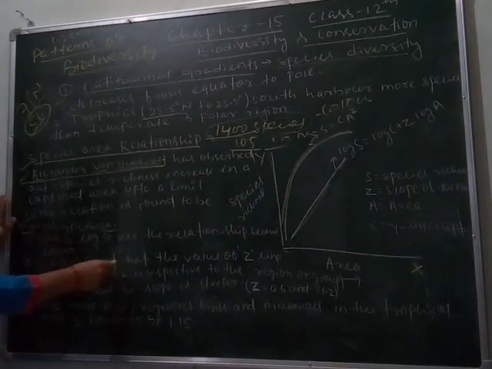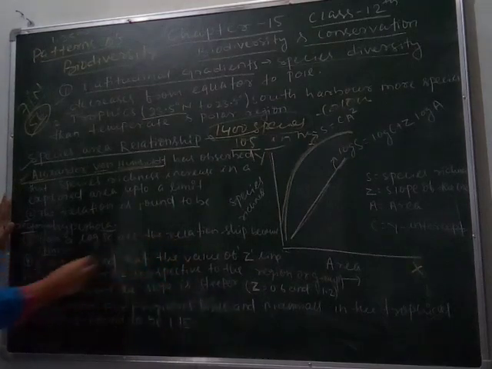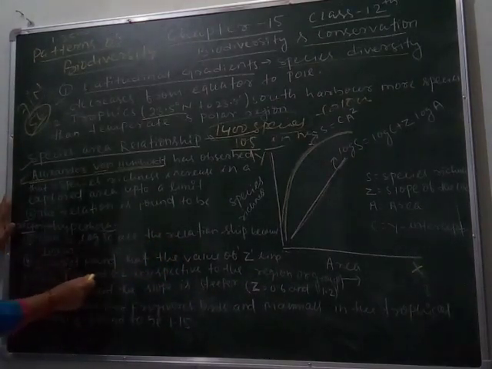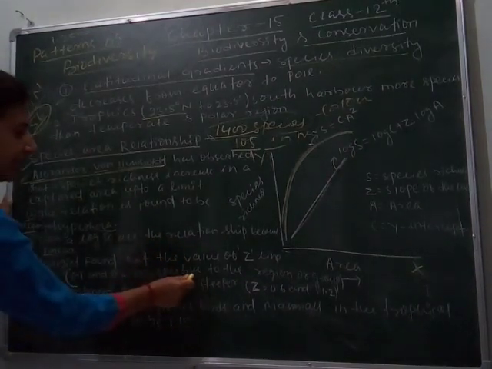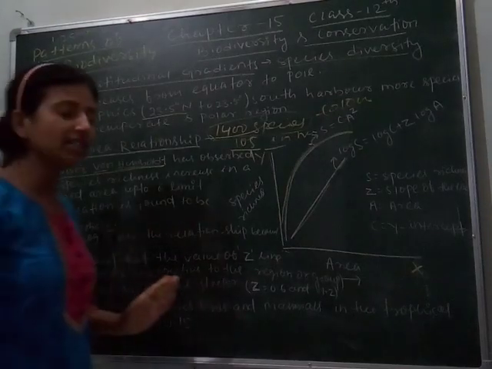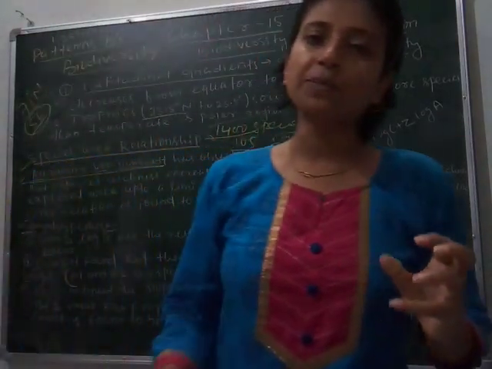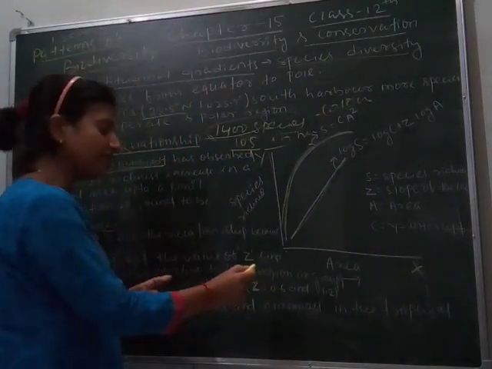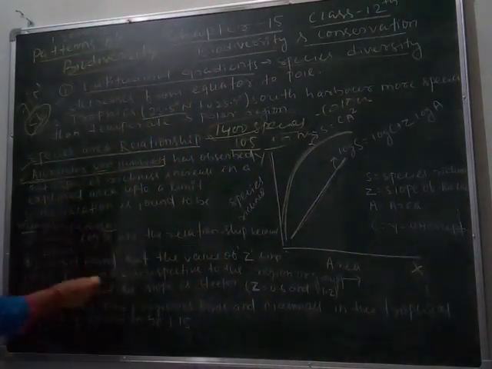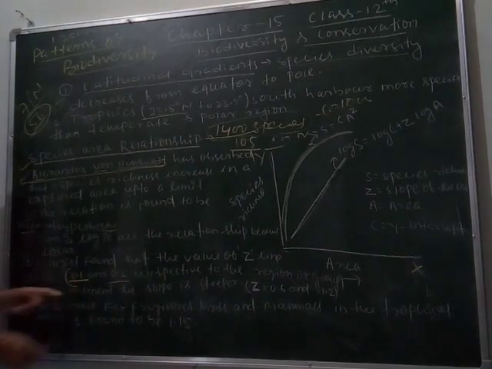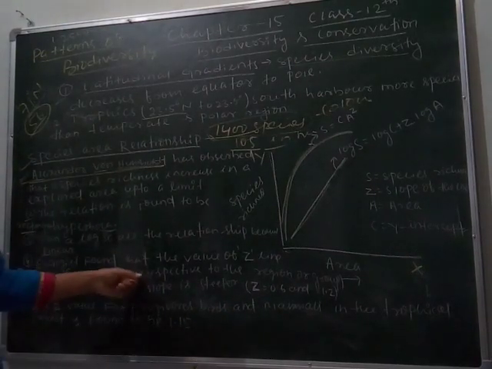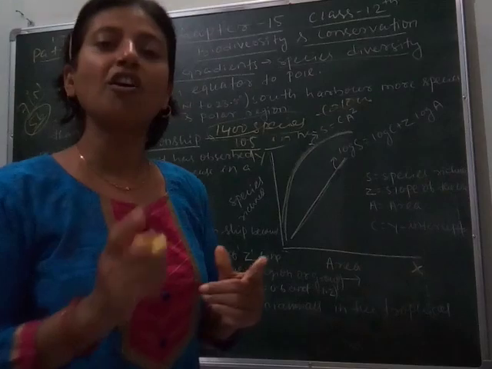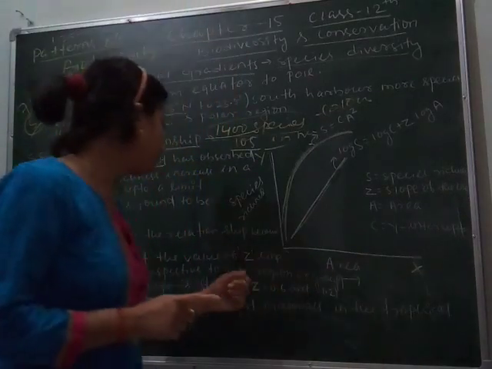Ecologists found that the value of Z ranges from 0.1 to 0.2 irrespective of the region or group, means whether it is the group of species or the region, species diversity can be seen only up to 0.1 to 0.2 irrespective of the region, means it does not depend on the region or the group of species.